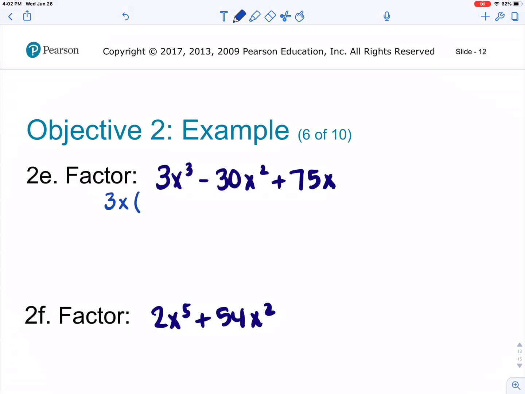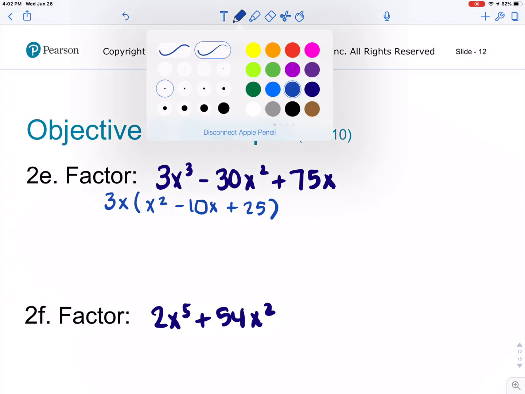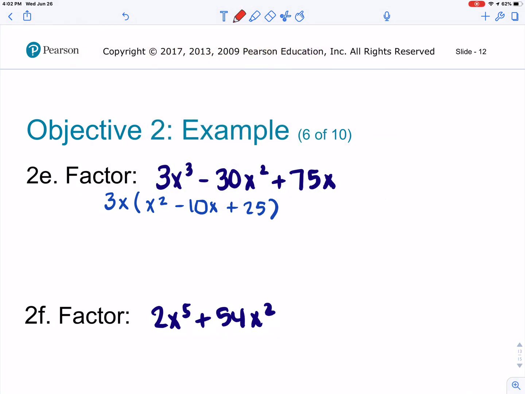So 3x to the 3rd divided by 3x is x squared. 30x squared divided by 3x is 10x. 75x divided by 3x is 25. Okay? So then I got a trinomial here. I'm going to try to factor it farther.